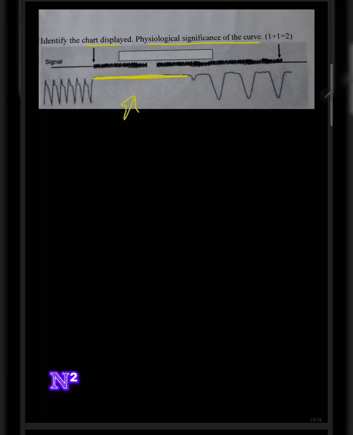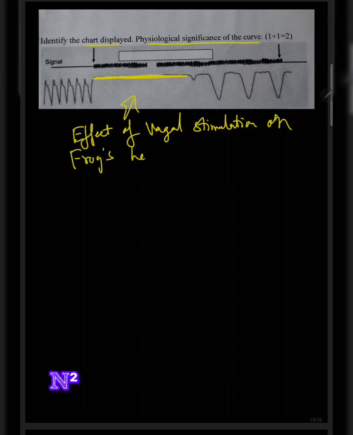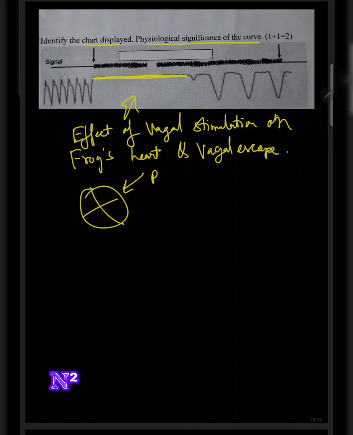By the way, this is called the effect of vagal stimulation on frog's heart and the phenomenon of vagal escape. Now in the heart of a frog, what happens? The parasympathetic nerves and the sympathetic nerves are both acting together.